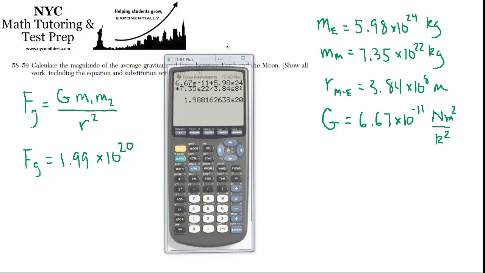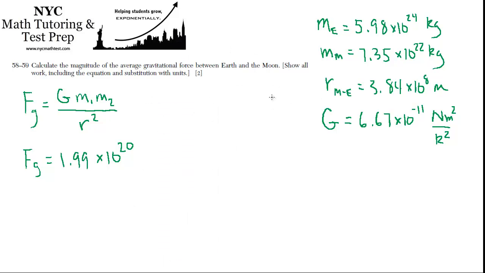And now let's just check the units, even though we know they should theoretically work out. We have newton meter squared over kilogram squared, although I didn't write that here. It should be kilogram squared. And that's being multiplied times two masses, so that's kilograms squared, and then being divided by two distances, so meters squared. So the kilograms cancel, the meters cancel, and we're just left with newtons.